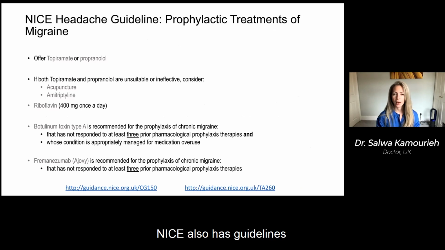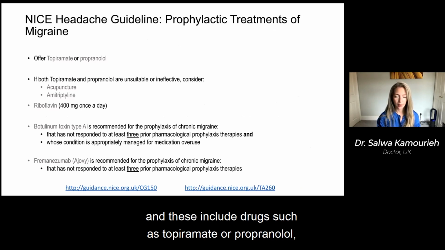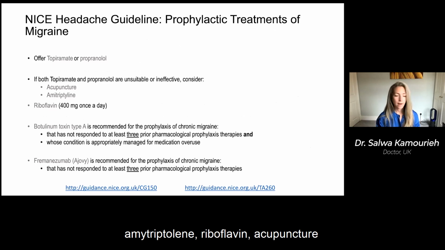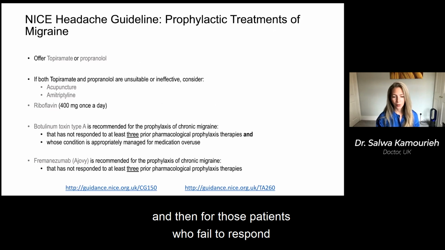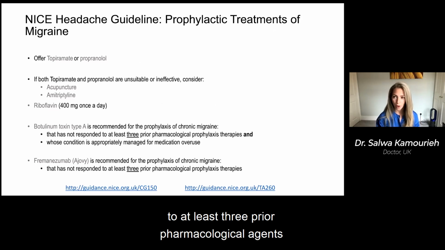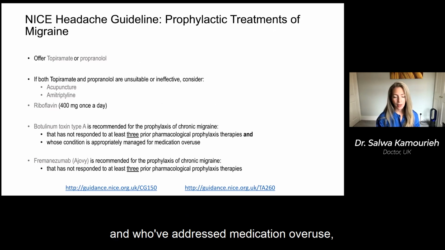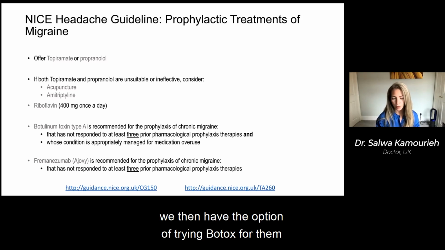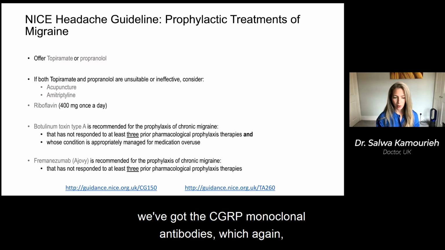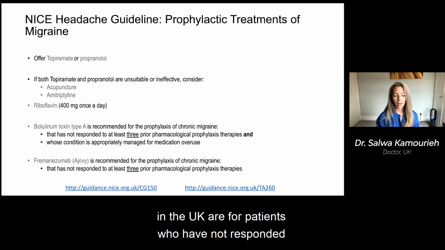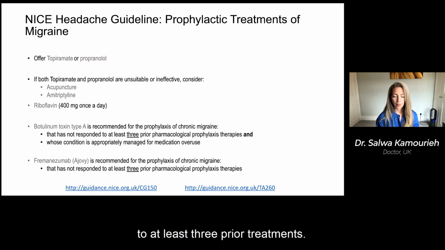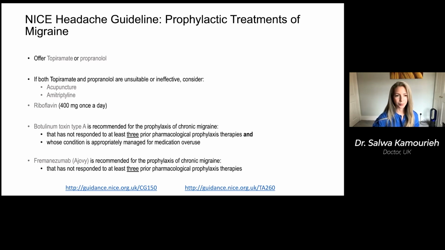NICE also has guidelines for the prophylactic treatment of migraines, and these include drugs such as topiramate or propranolol, amitriptyline, riboflavin, acupuncture. And then for those patients who fail to respond to at least 3 prior pharmacological agents and who've addressed medication overuse, we then have the option of trying Botox for them. And more recently now, we've got the CGRP monoclonal antibodies, which again in the UK are for patients who've not responded to at least 3 prior treatments.